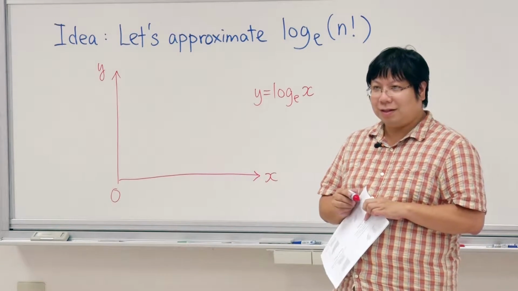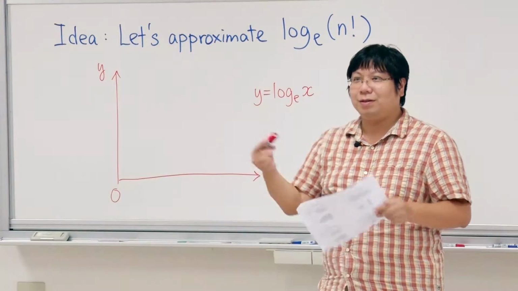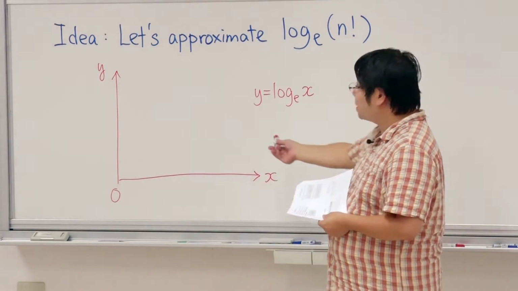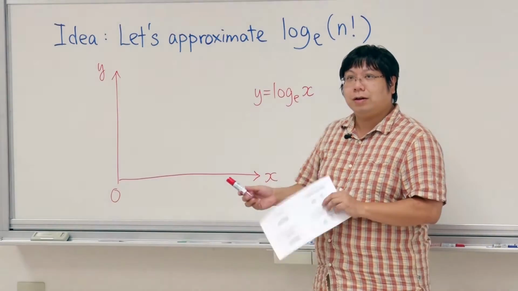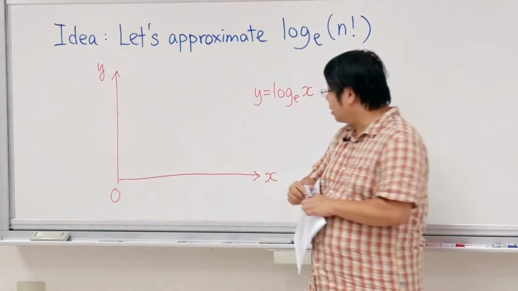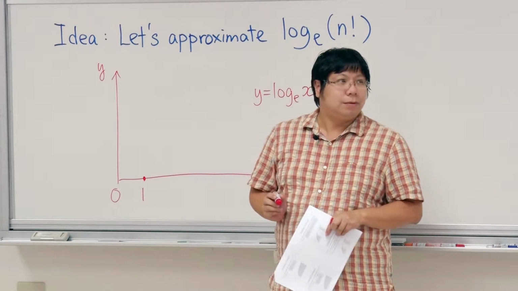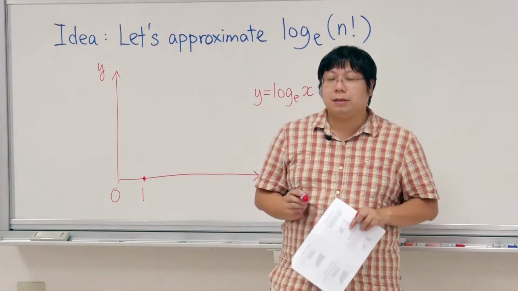Like what? Like this. How does it look? So it must be increasing, right? The larger the value of x, the larger the value of log x, right? Log 1 is equal to 0, so it hits this point, 1, right? And then what is the slope of this curve?